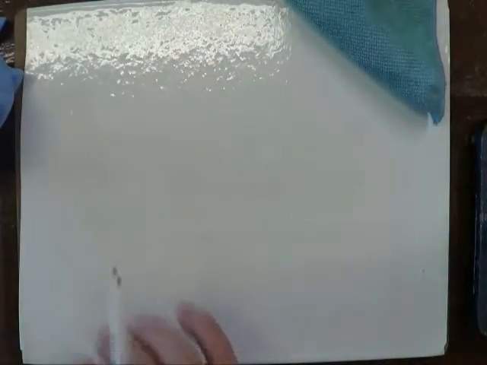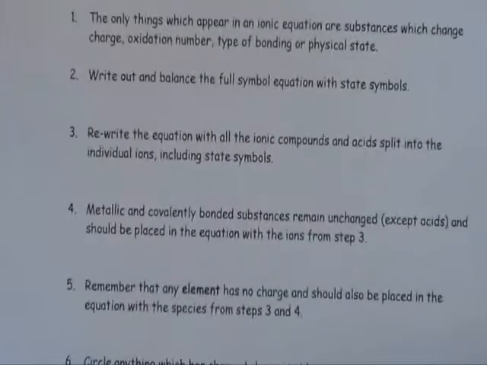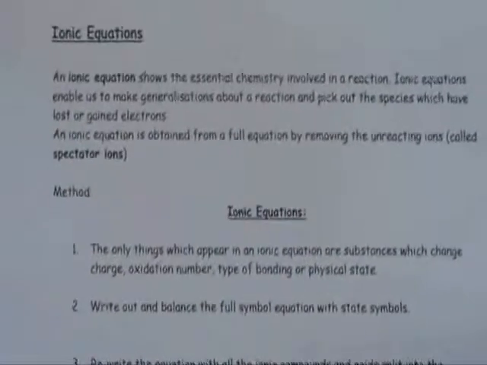Okay, so there are a certain set of rules that we have to follow, or we don't have to follow, but it's good practice that you do follow them, and if you follow these you should be able to write ionic equations and get rid of spectator ions. I'll zoom in on these. You should have a copy of these. If you don't, you can get a copy from myself or Mrs. Buchanan.